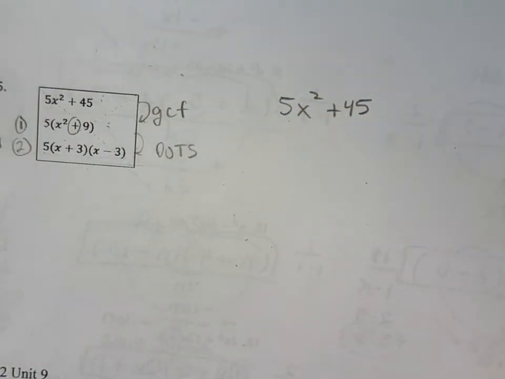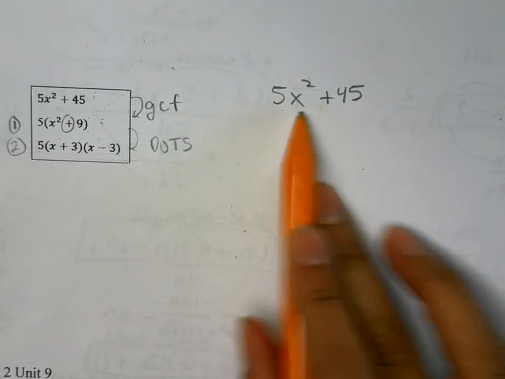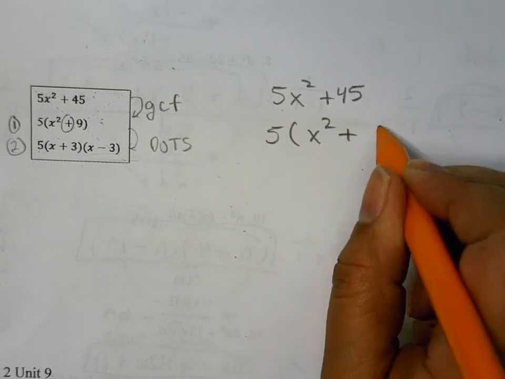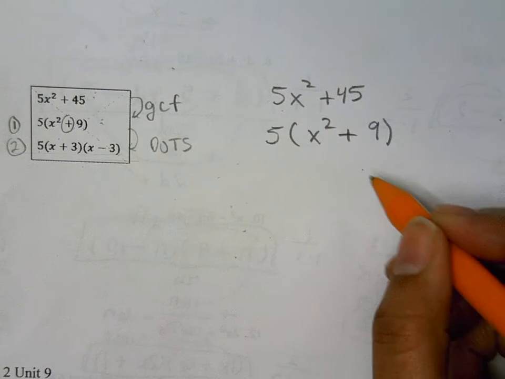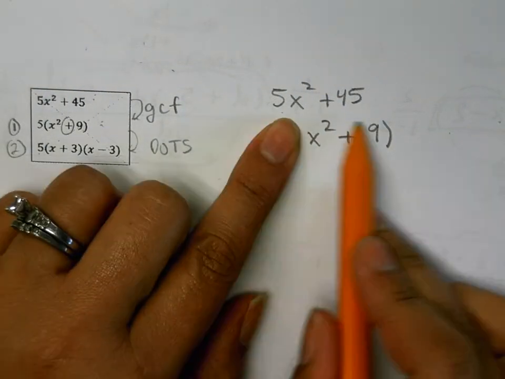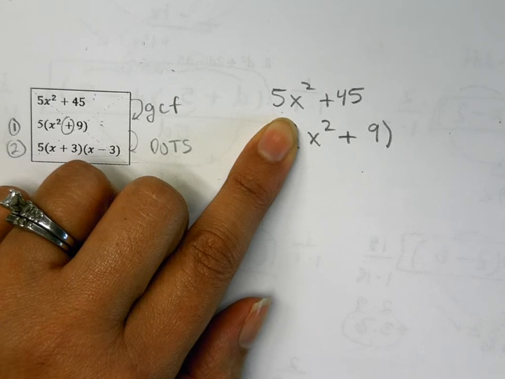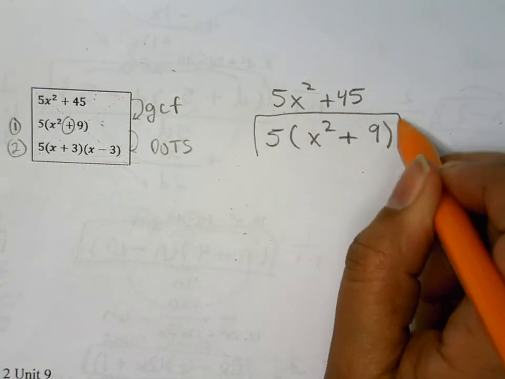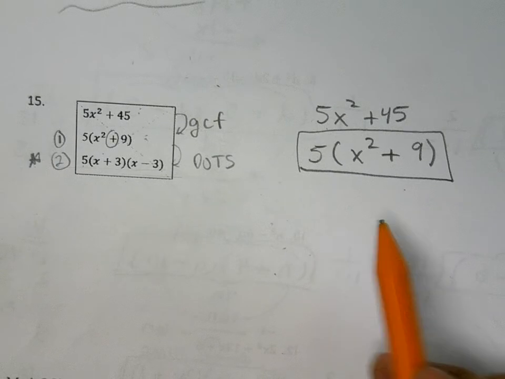So here's the original problem. All right, what do we do here? We take out a GCF. What's my GCF? 5. X squared plus what? 9. As tempting as it is to factor more, is this factorable, x squared plus 9? No, it has to have a what sign? A subtraction, a negative.